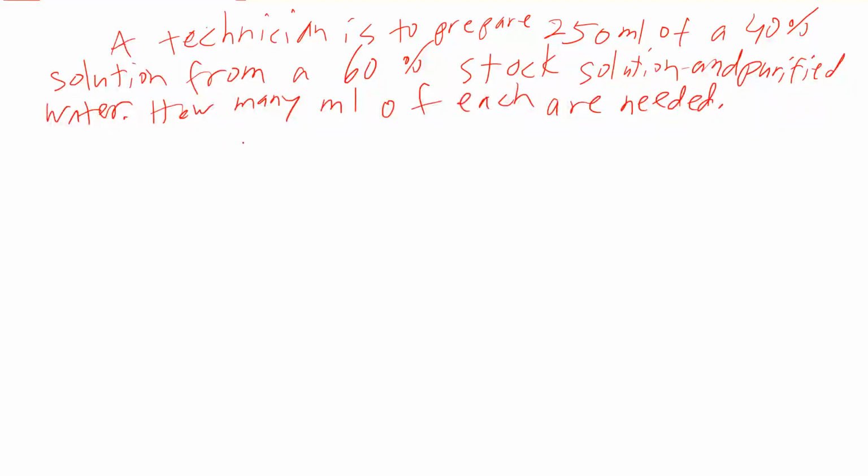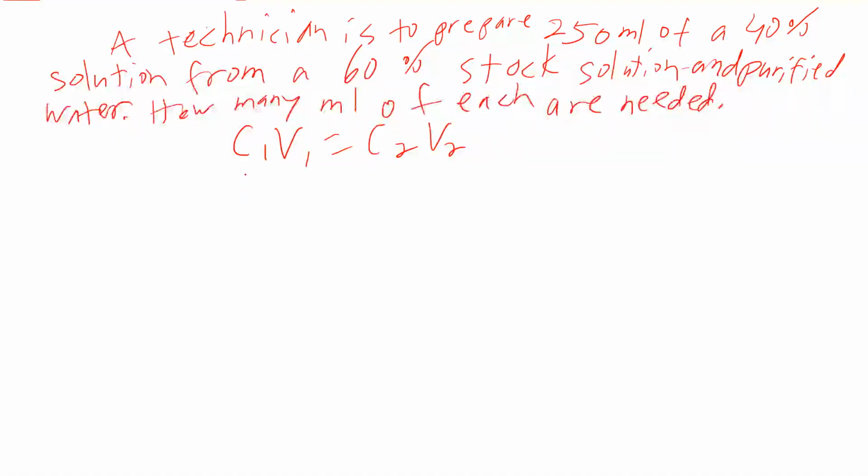Okay, so let's see now. Can we do C1 V1 equals C2 V2? Well, let's see now. How many variables? We have 250 mils. Okay. We have a 40% and a 60%. So that's two concentrations. Perfect. How many milliliters? Okay, so we have two concentrations and we have one volume. So let's see what happens.